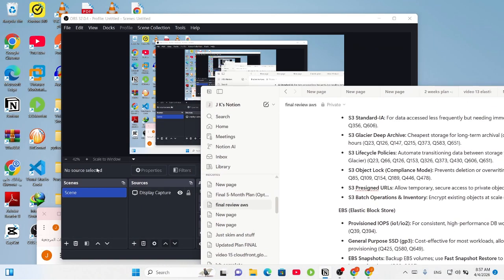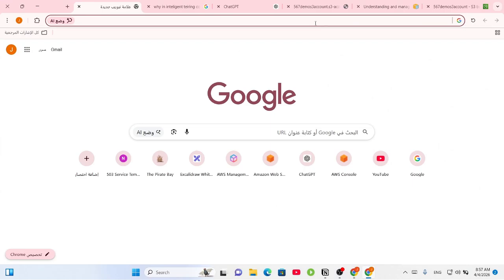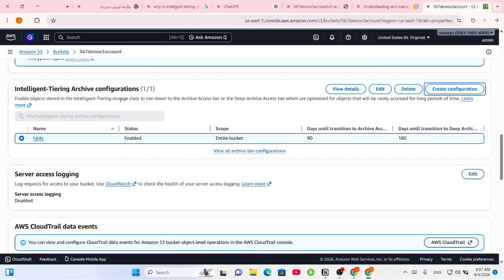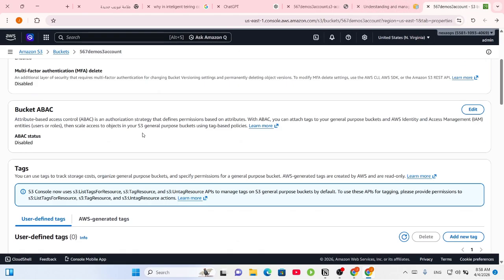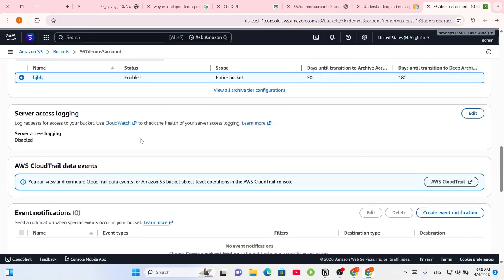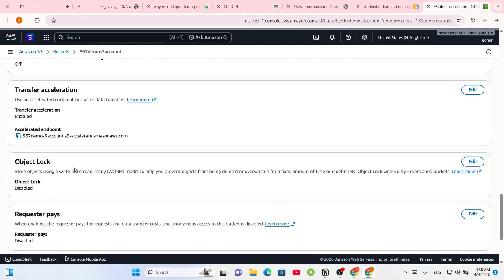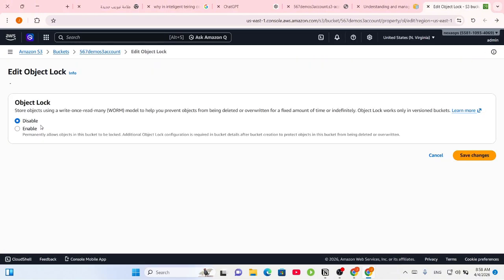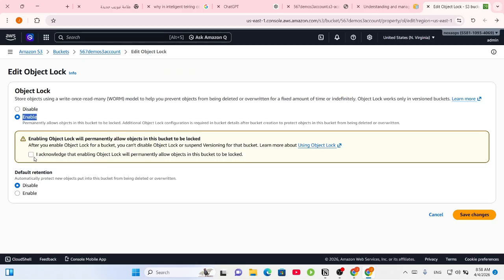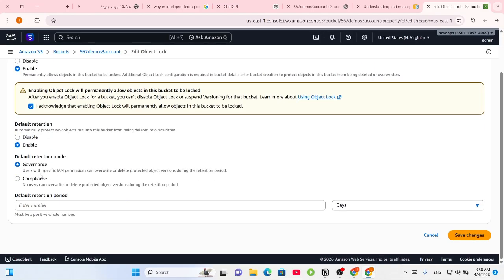Object lock, lifecycle policies, all this we've already done, but we can do it from here. This is object lock basically. Store objects using write once read many. You just edit it, just enable it from here. That's all. No, but that's not all actually. You have to mention the retention, default retention. So how long you need to protect this one.